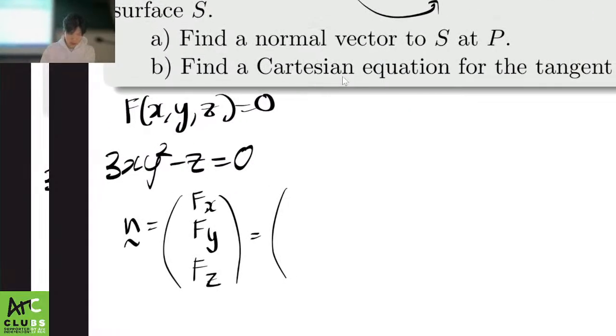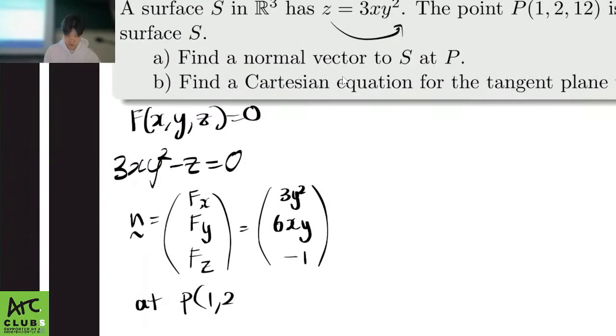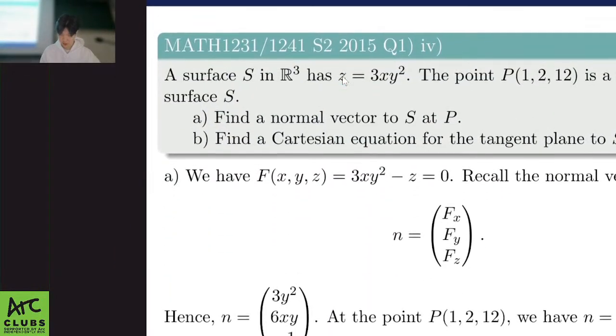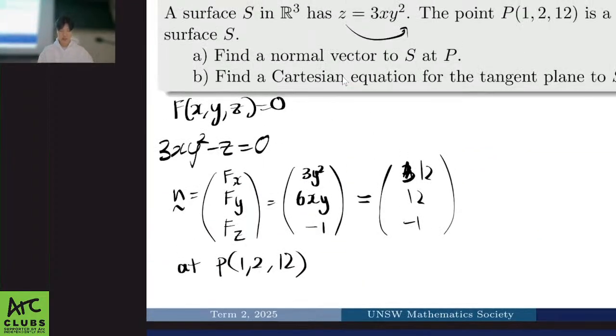So with respect to x, the 3y² is considered a constant, so it's going to be 3y². And with partial y, the 3x is a constant, so it's going to be 6xy. And this one becomes -1. But we want to evaluate it at P, which is given by (1, 2, 12). So we substitute these values in to get n = (12, 12, -1). So that's how we find the normal vector.